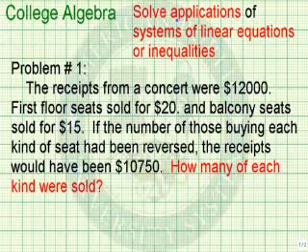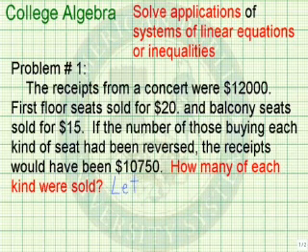This lesson we want to solve applications of systems of linear equations or of linear inequalities. Our first problem. The receipts from a concert were $12,000. First floor seats sold for $20 and balcony seats sold for $15. If the number of those buying each kind of seat had been reversed, the receipts would have been $10,750. How many of each kind were sold?